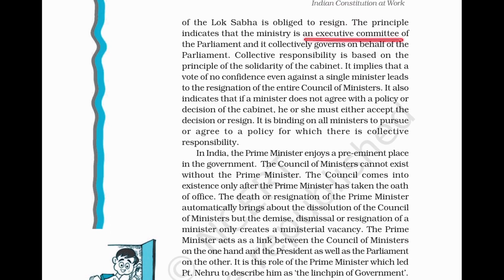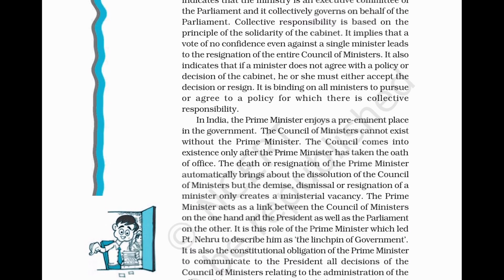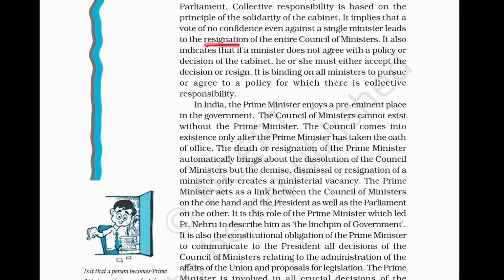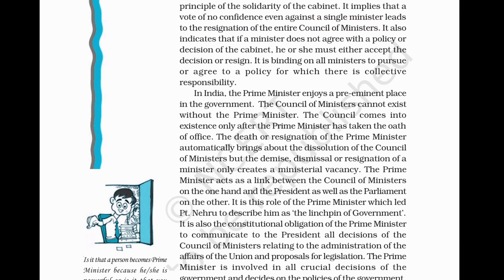सो मिनिस्ट्री जो है वो एक एग्जीक्यूटिव कमिटी ही है पार्लियामेंट की, and it collectively governs on behalf of parliament. कलेक्टिव रिस्पॉन्सिबिलिटी की जो बात हो गई, मतलब ऐसा नहीं है कि one minister will resign, no, the whole council of ministers along with the prime minister will resign. So it is about solidarity of the cabinet that we stand together. So if there is a vote of no confidence, even against a single minister, that okay, we do not have trust in this minister, but it will lead to the resignation of the whole council of ministers.